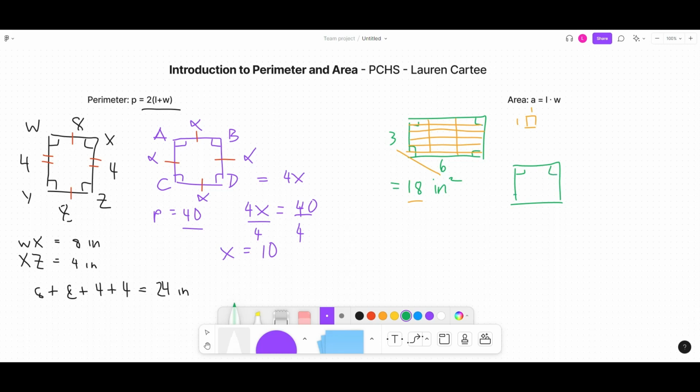Let's say we had a 2 by 2 square. 2 squared is essentially just 4, and 2 times 2 is 4.